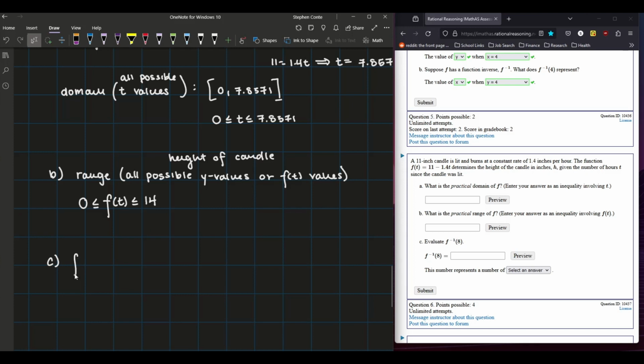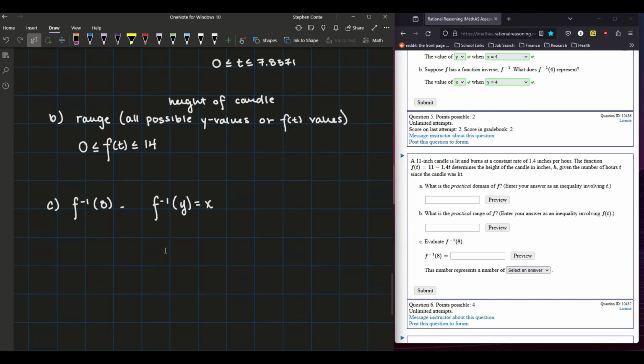C wants us to evaluate f inverse of 8. Remember again, we have an inverse function. That means that y is the input, x is the output. So if I'm evaluating f inverse of 8, then I want to figure out x. I want to figure out when the function is equal to 8, what x value gives me that function, right? Well, we know what the function is. It's 11 minus 1.4t. So I'll just set the function equal to 8, and I'll solve for t. I should have made this t. Sorry, guys. Because, right, this is a function of t. So then I'm going to say 8 equals 11 minus 1.4t.